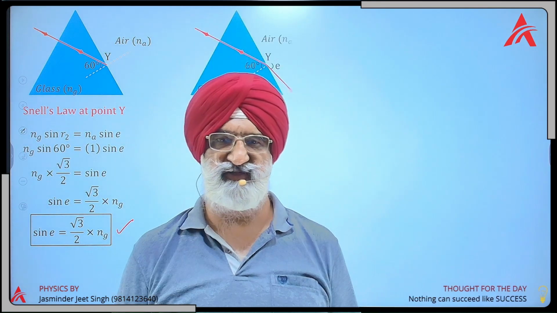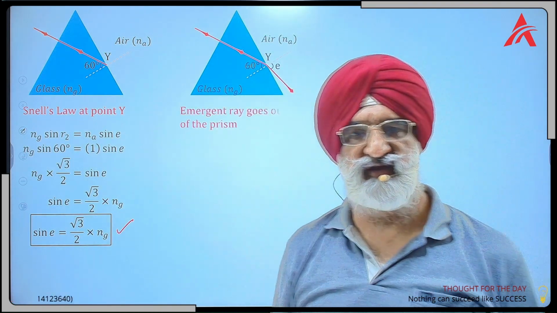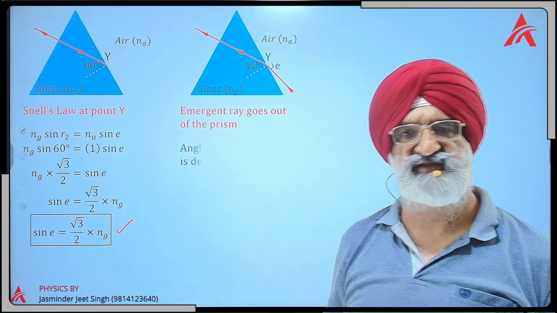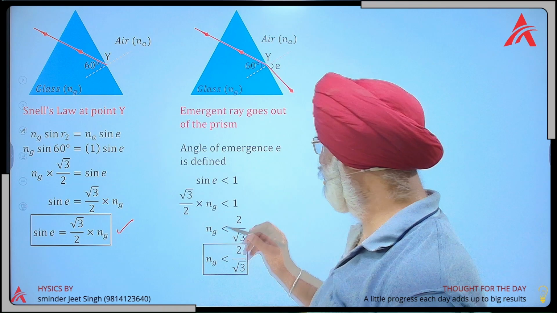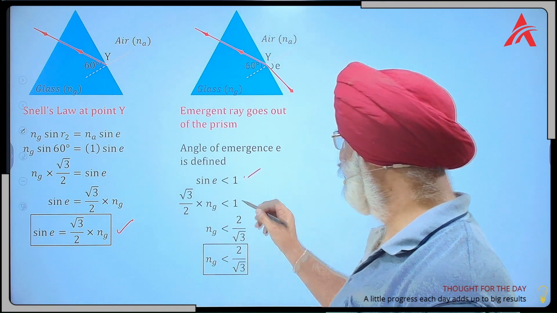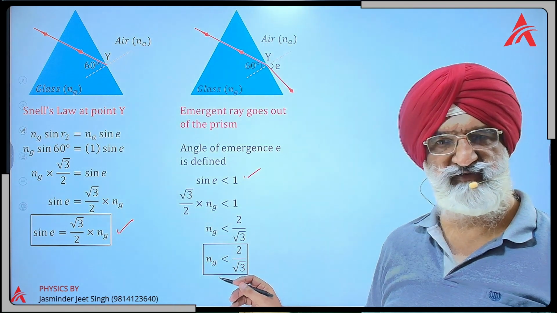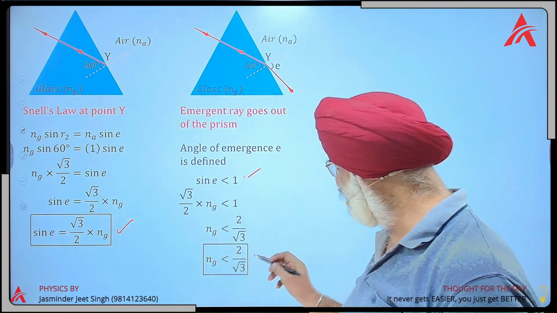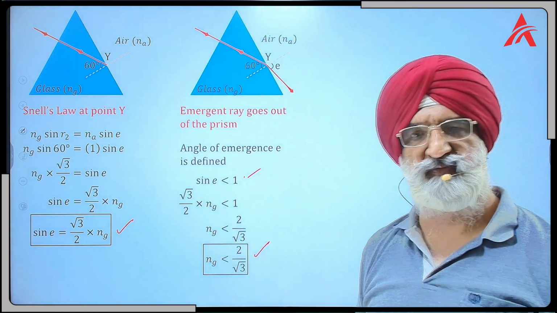Now the first condition was that the emergent ray goes out of the prism, and we say that the angle of emergence is defined. When the angle of emergence is defined, sin e will have a value which is less than 1, and if you put the value for sin e, we will be getting refractive index of glass is less than 2 upon root 3, because this is the condition when the emergent ray will be obtained.